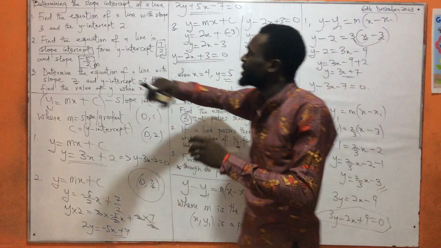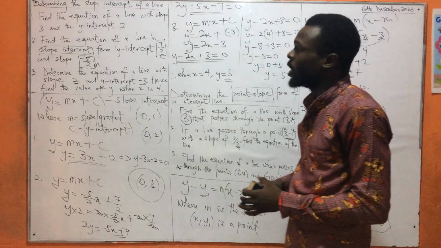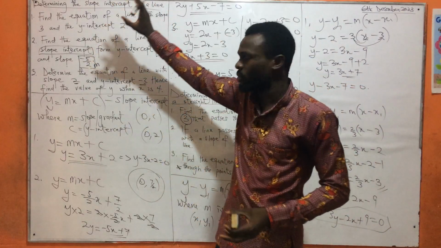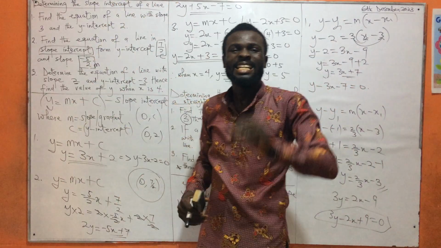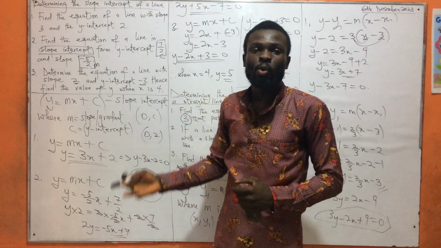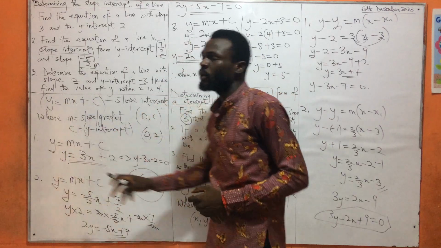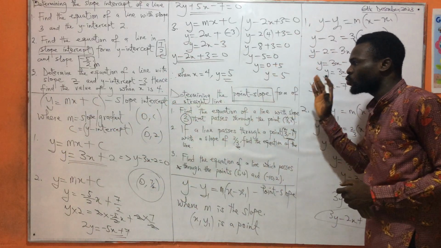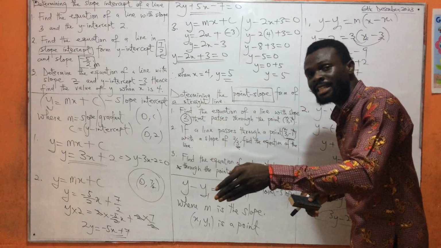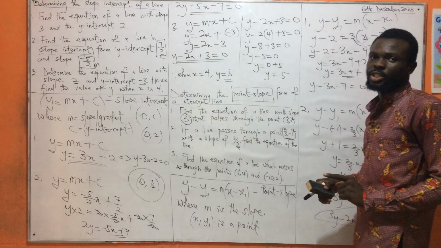So today we've looked at the slope intercept and the point slope. We said the slope intercept is when you are being given the gradient and the y-intercept to find the equation of a line in this form. Then with the point slope, it is when you are given the gradient and 1 point to find the equation of the line.